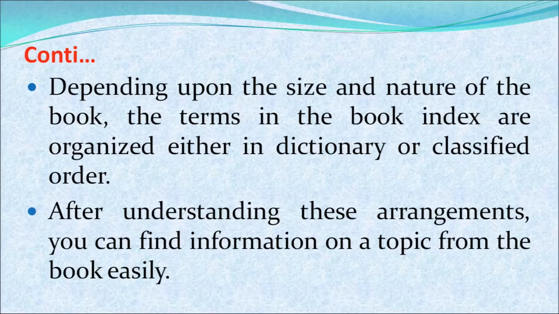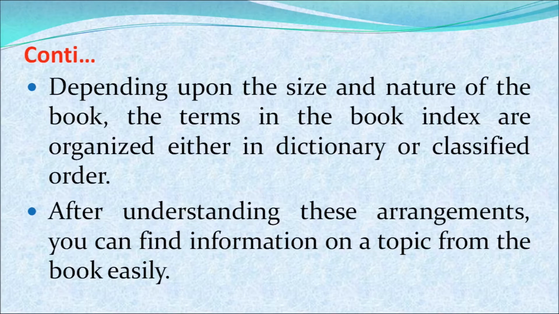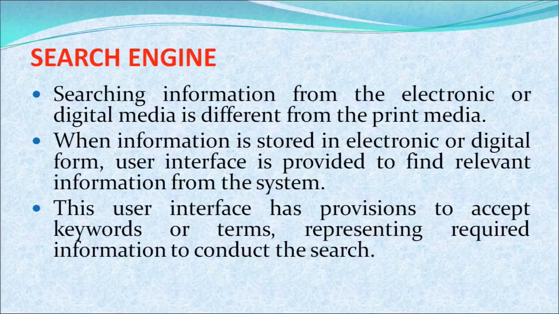Depending upon the size and nature of the book, the terms in the book index are organized either in dictionary or in classified order. If it is a small book, we can arrange it in dictionary order, meaning A, B, C, D, and otherwise we can arrange it in a classified order also. After understanding these arrangements, we will find a topic from the book easily. Naturally, if we understand what is classified and what is numeric, we can find the topics very easily from the book index.